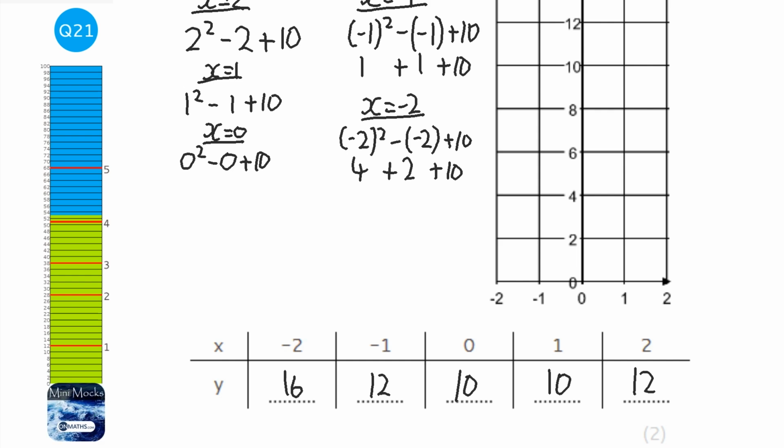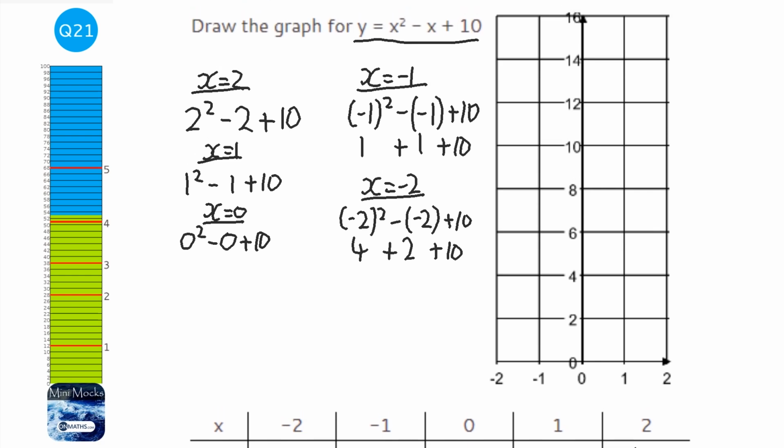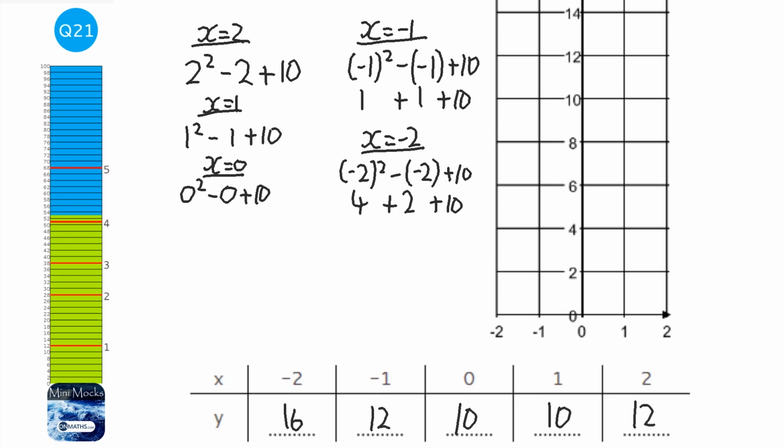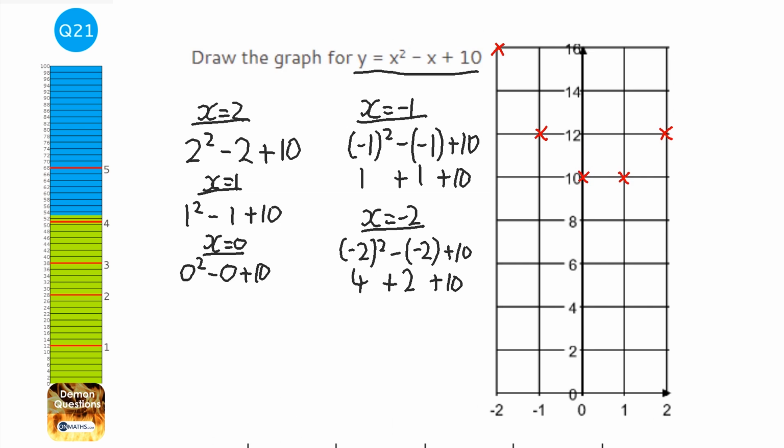Okay, let's plot this onto our graph. So it's 16, was it 12? 10, 10, and 12.